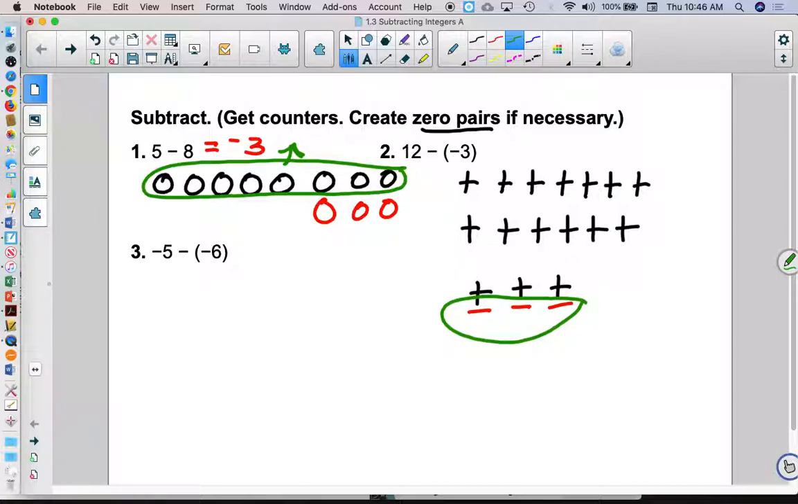Or you're going to grab those 3 negatives, get rid of them. Put them out of the group. What's left behind? What's left behind in your grouping? Jorlin? 15. Good job. Because 1, there's 6, and 6 is 12, plus 3 more is 15. Well, if you're adding.